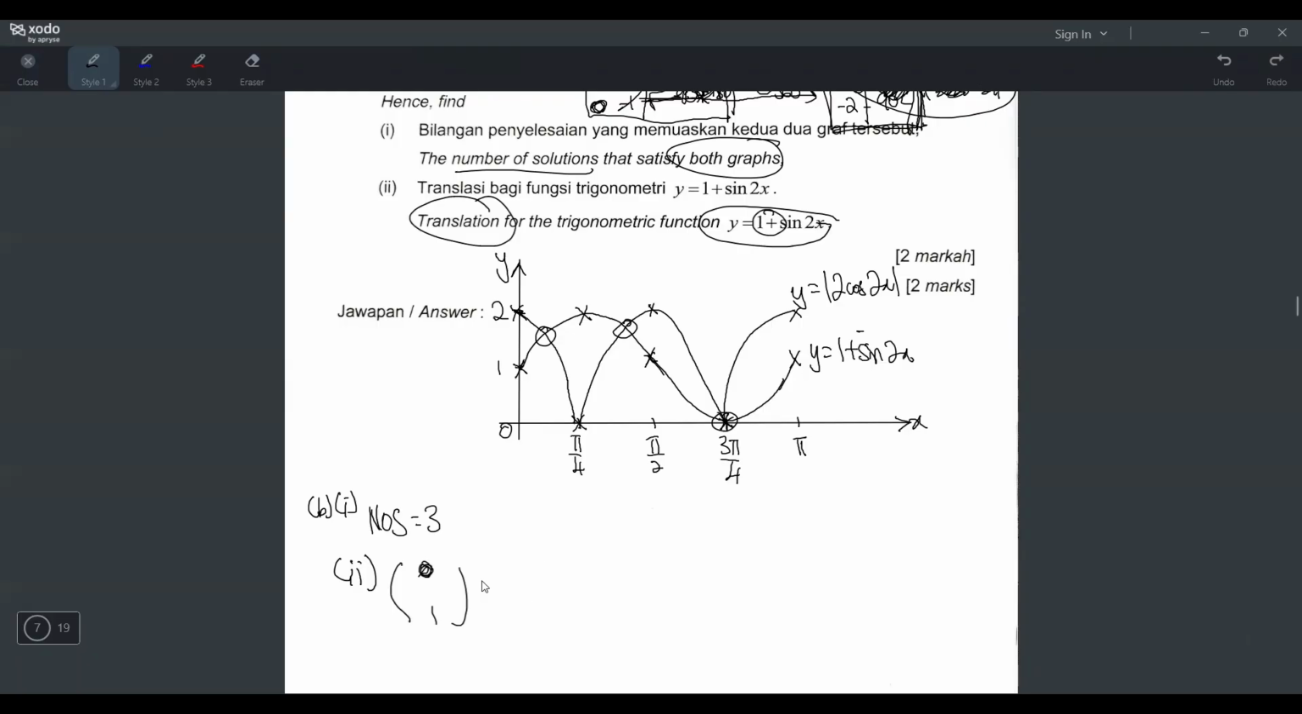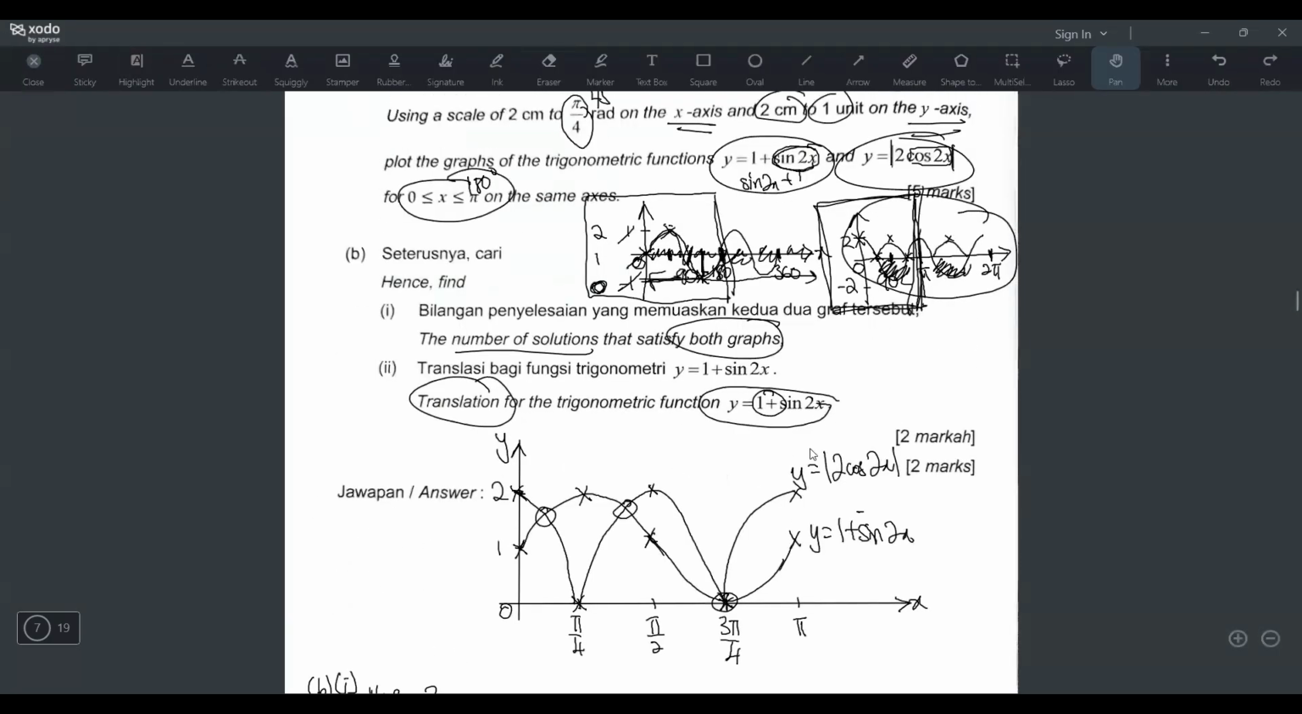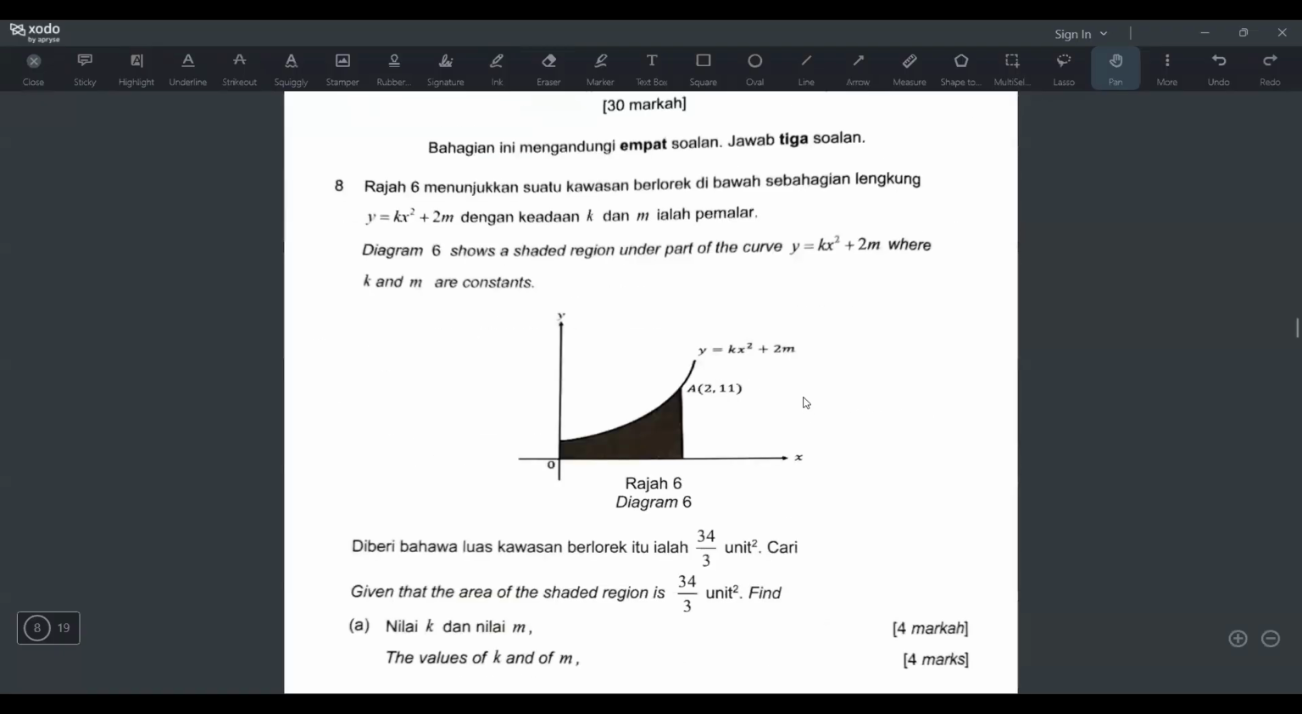Because when you move up and down, the top number is for horizontal movement. So there is no horizontal movement here. There's only vertical movement. And since you're moving up, that's why it's positive 1. And that is why your answer is (0, 1). Okay? And that's all. Finish already. So 5 marks, 2 marks. Yeah, 7 marks for this.